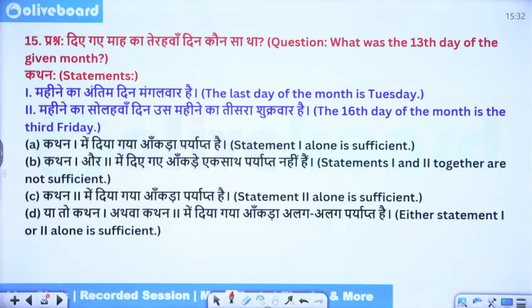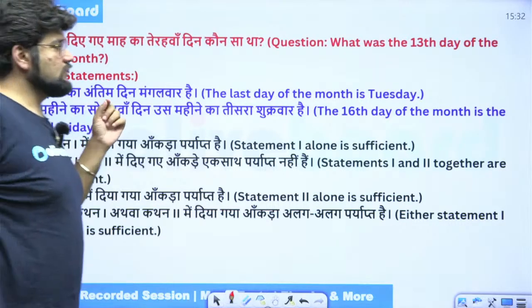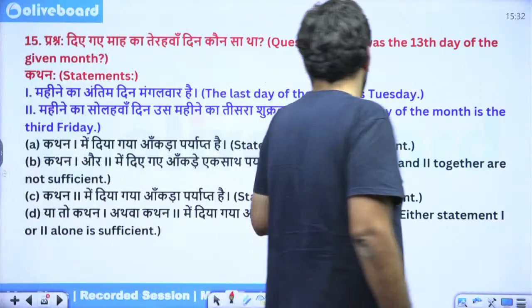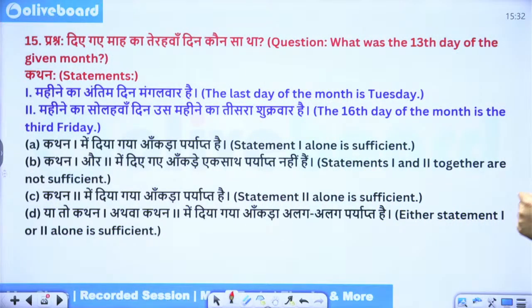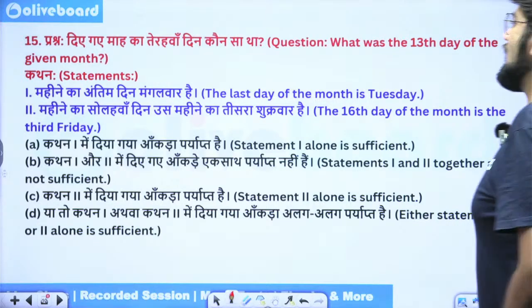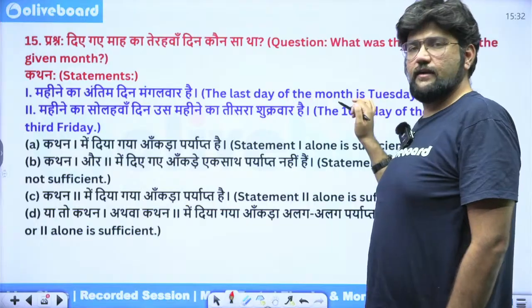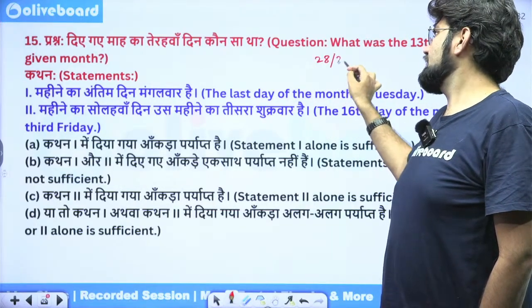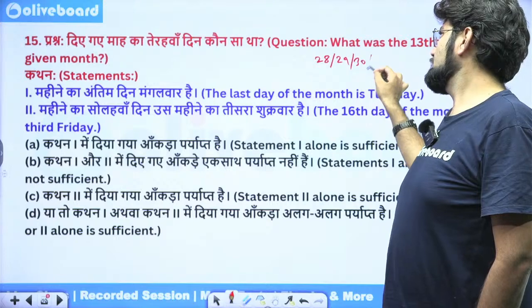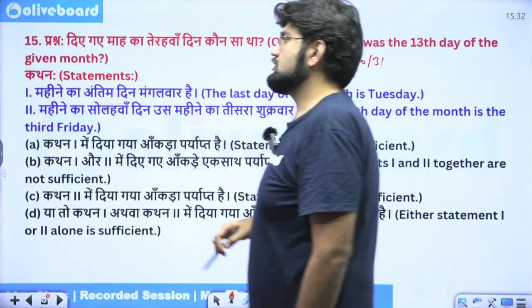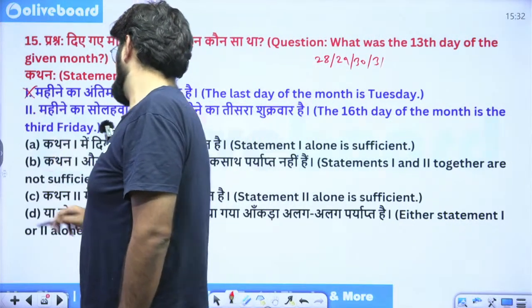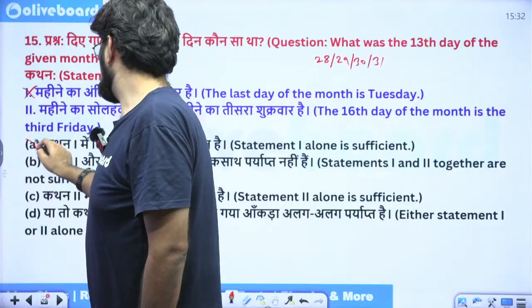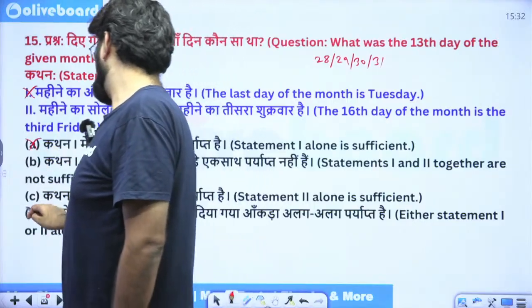What was the 13th day of the given month? So 1 alone, and 1 and 2 together, are not sufficient. 2 alone and either or. Okay. The last day of the month is Tuesday. But the last day can be anything. It can be the 28th, 29th, 30th, or 31st. That means this alone is not sufficient. So 1 alone is gone, and either or is also right away gone.